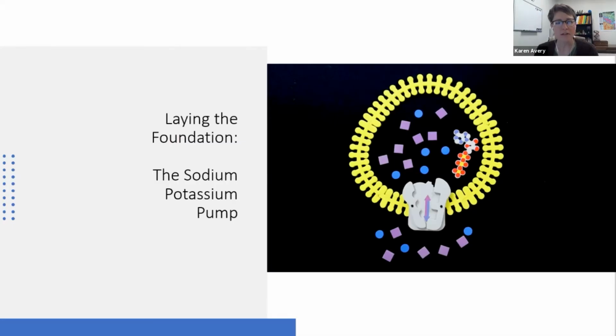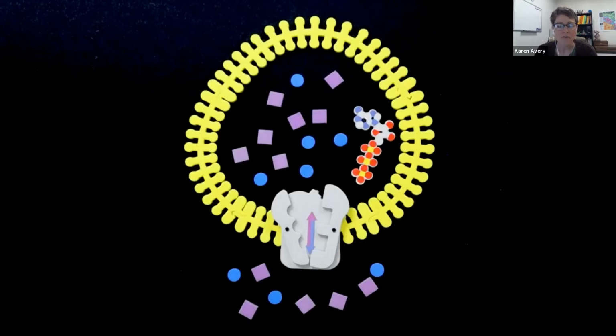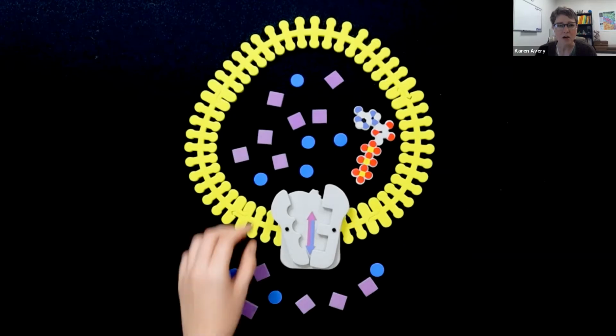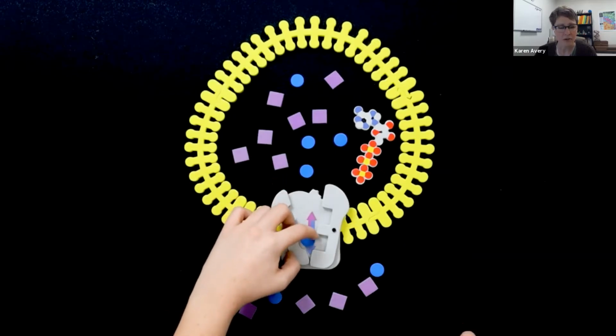So if we start off with the basics like simple diffusion and osmosis and maybe even facilitated diffusion, those seem to be going pretty well in the classroom. But what happens when you get to the sodium potassium pump, or even the coupling between facilitated diffusion and active transport? So if you have your little kit with you, I'm going to talk over this video.